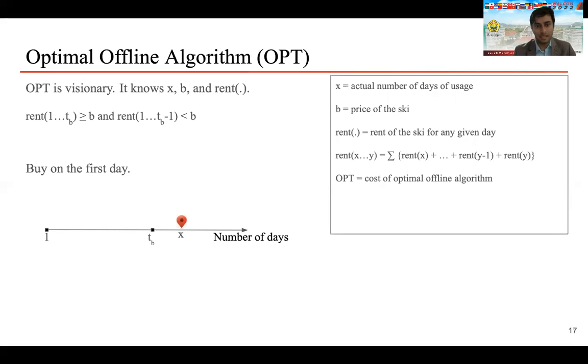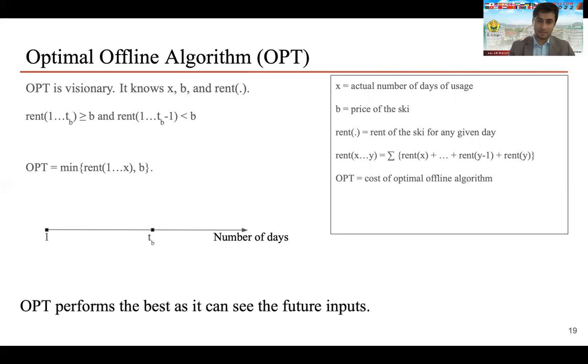Now, the way OPT works: if X is more than TB, the algorithm OPT buys the ski on the first day. And if it's less than TB, it keeps on renting. Obviously, because the OPT algorithm knows the future, it knows the input X. The cost OPT incurs, which is the best possible way to solve this problem, is the minimum between these two quantities, which is rent of 1 through X and B. OPT performs the best because it can see the future inputs.